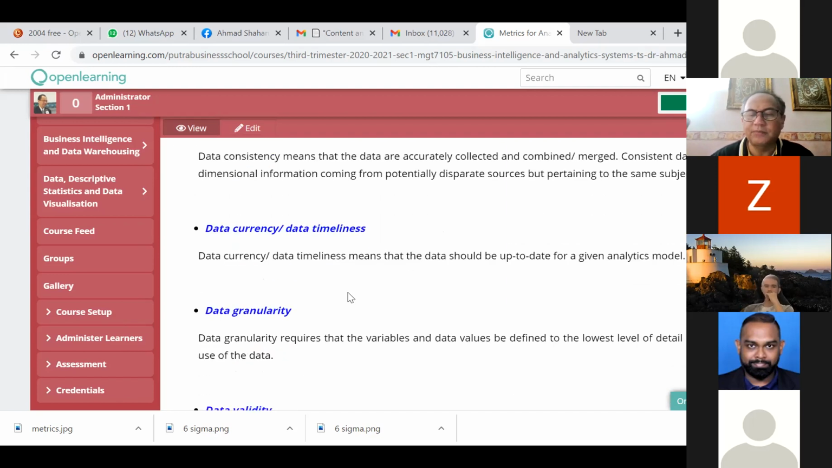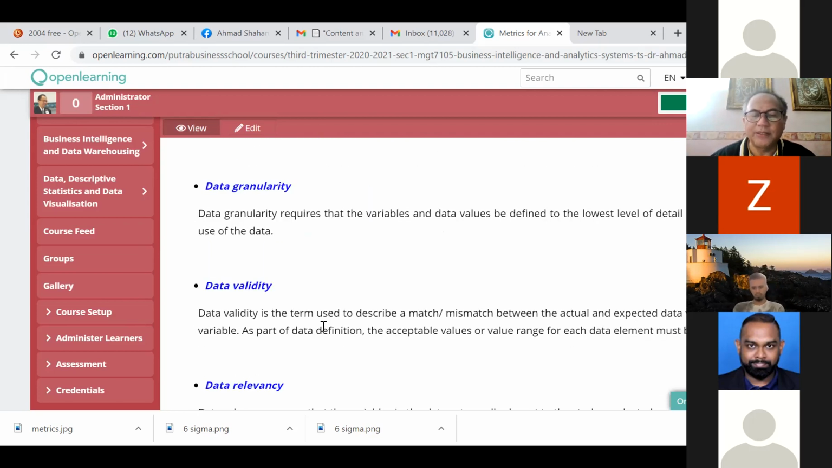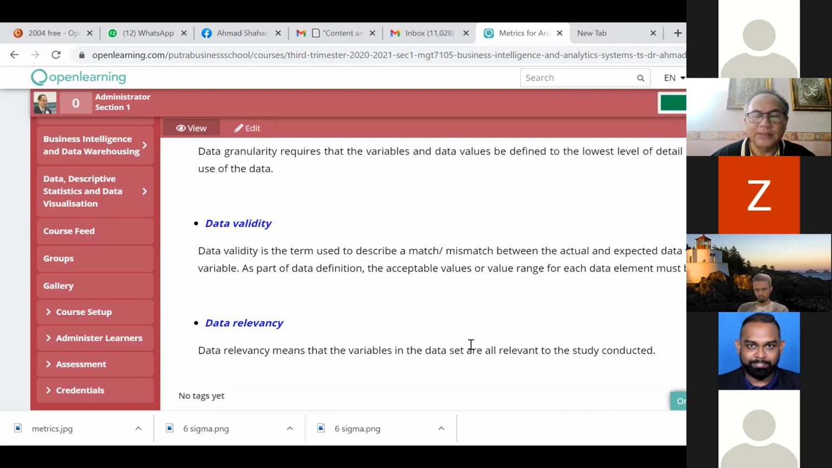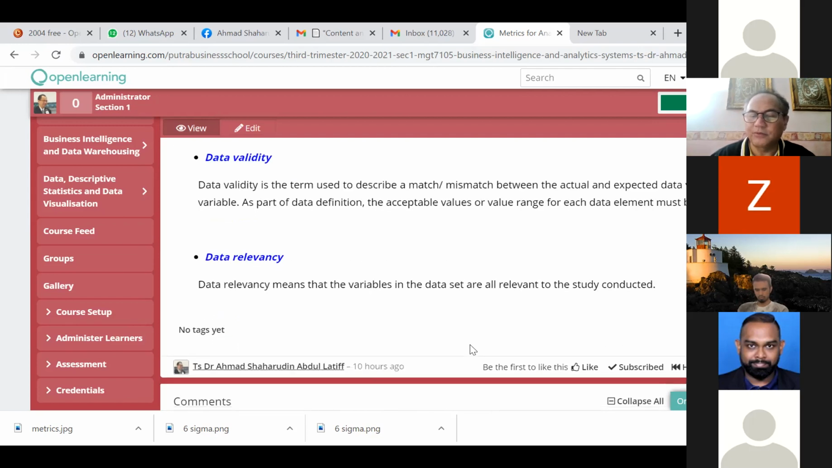Data granularity, we look into the lowest level of detail. Granularity refers to zooming in to the lowest level of detail for the intended use of the data. And data needs to be validated, meaning that there is a match between the actual and expected data value. To make sure that data is valid, we put in a data definition, so it needs to be within the value range. And then data relevancy: data must be relevant to the study that you conduct.